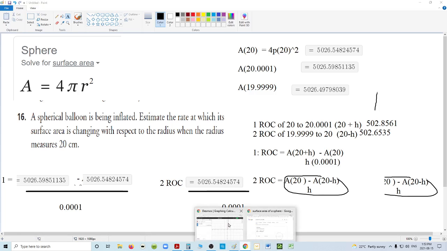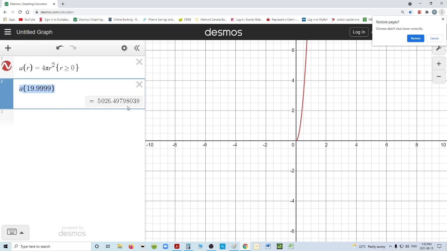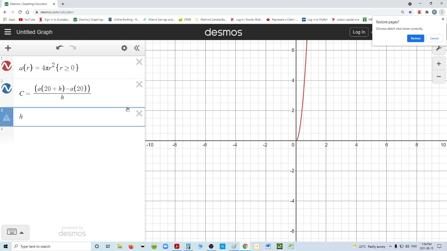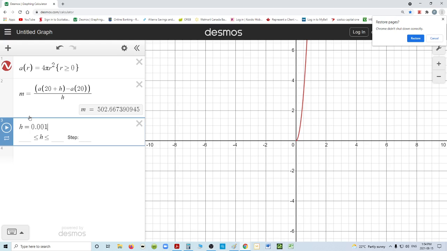So if I was going to now let Desmos do it, I can now just punch in my rate of change formula right here, and just call it, can't call it R, let's just call it change, is going to be A of 20 plus H minus my A of 20, and all of it divided by H. But that doesn't help me until I set H, does it? So on this next line, I'm just going to call this my M, my rate of change. This next line, I have to set my H to 1. So we can see I got the number I got with my 20. Now let's just add a few more zeros to this.